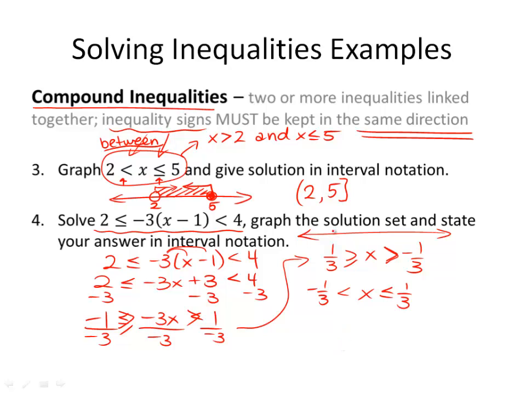So on a number line, you've got -1/3 and 1/3. And everything in between there is part of the solution. Interval notation is going all the way from -1/3, not including, to 1/3, including.